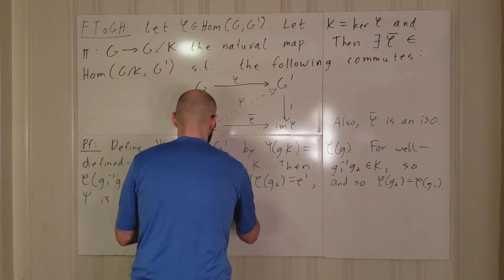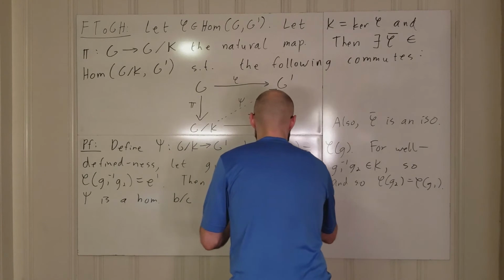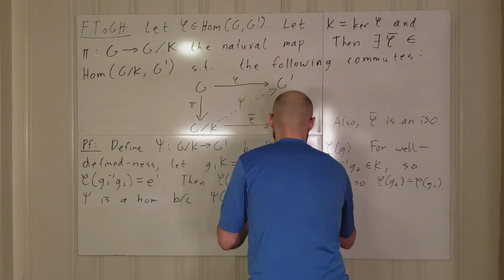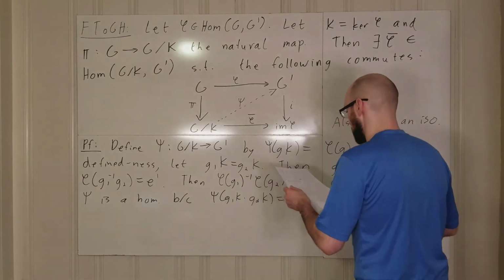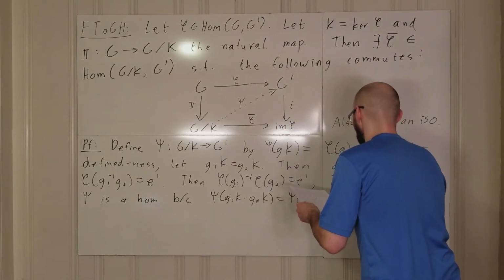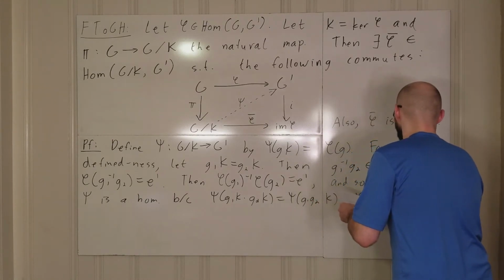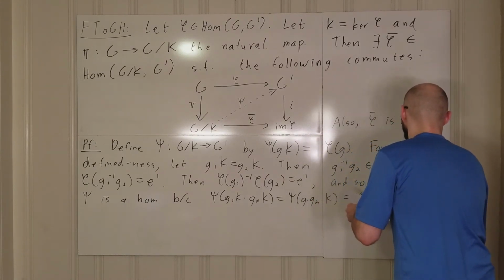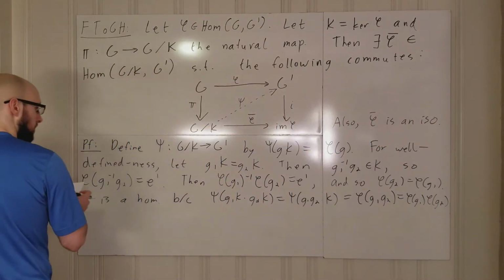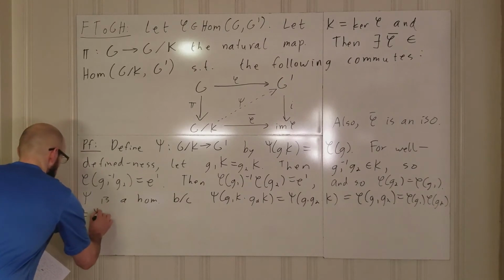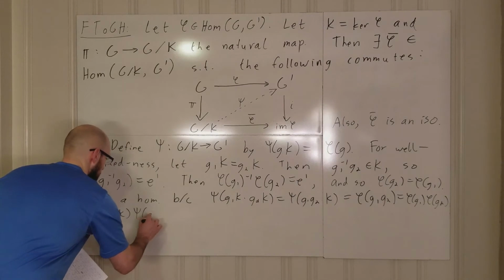psi of G1k times G2k is going to be equal to psi of, remember how multiplication works with cosets, you just multiply the two elements together. And then, well, we know what this is. This is phi of G1 G2. But phi is a homomorphism, so this is phi G1 phi G2. And then this, of course, we can convert back to psi. And this is psi G1k, psi G2k.